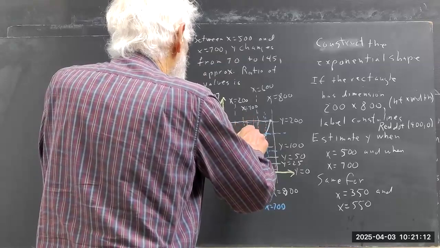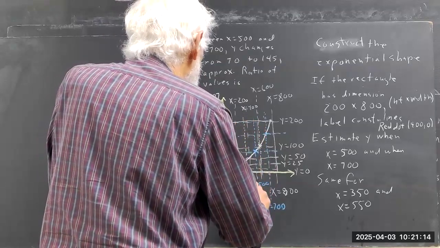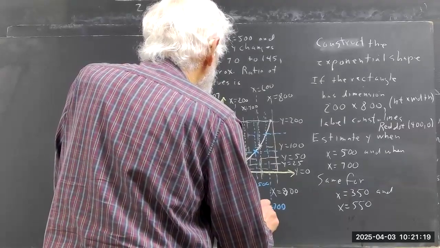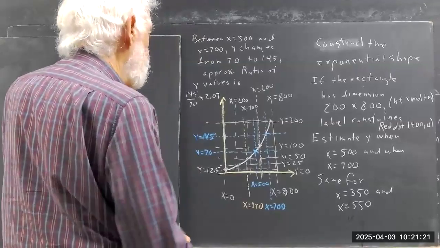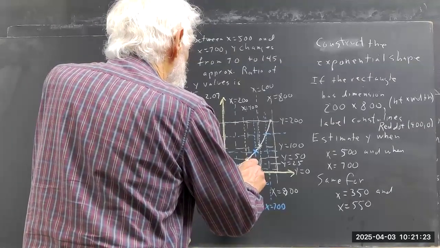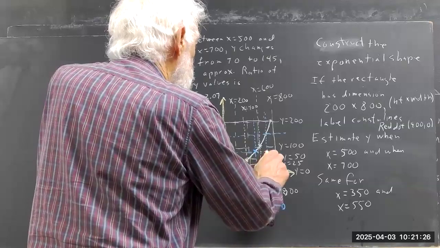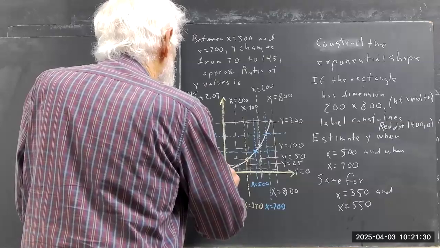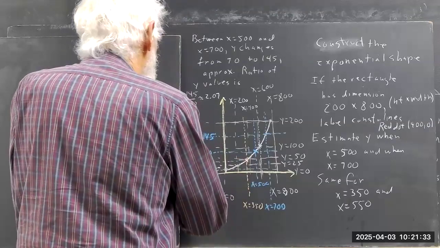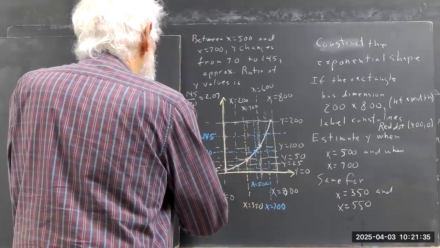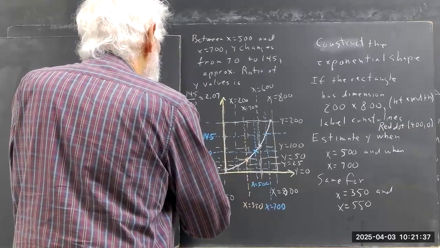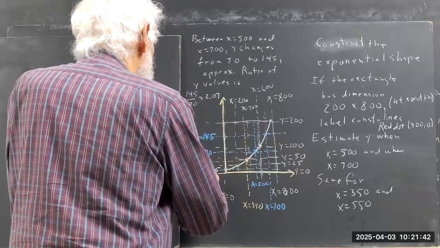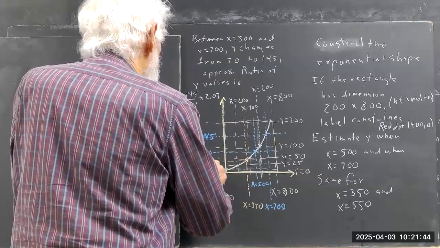So that would be about, if x equals 350, we make the mark on the line, and it's just a little bit below the y equals 50 mark. So we're going to make the estimate that y is approximately equal to, I'm going to say, 45.